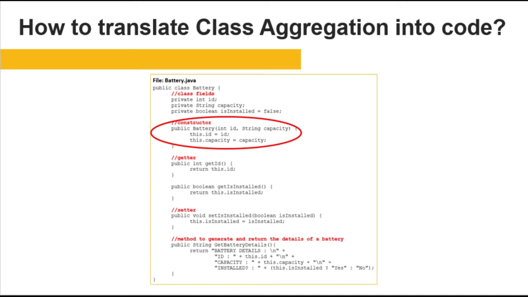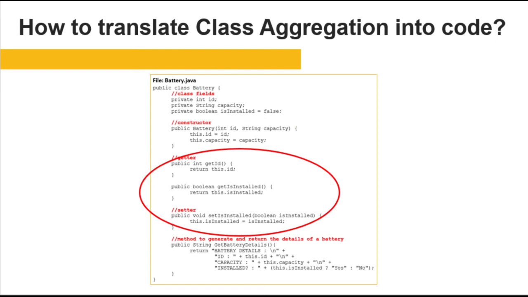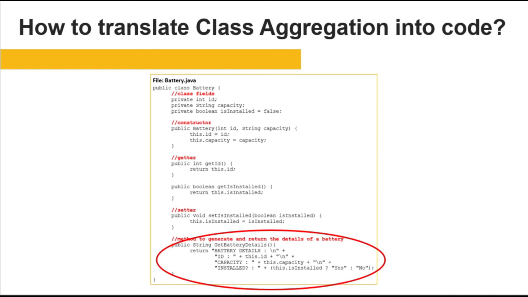We define a single parameterized constructor that will be used to assign the initial values for the class fields of a battery object such as ID and capacity. We performed encapsulation in the battery class by defining the class fields as private and defining getter methods for ID and isInstalled, and a single setter method named setIsInstalled to change its value. We did not define a setter method for the ID class field in this example because we will not allow modifying the value of the ID class field. Lastly, we included a getBatteryDetails method to print the full details of a battery object.